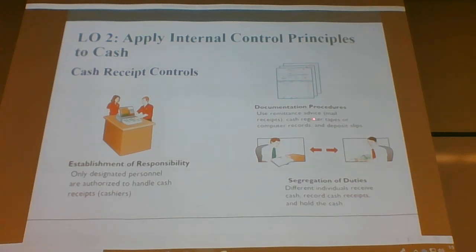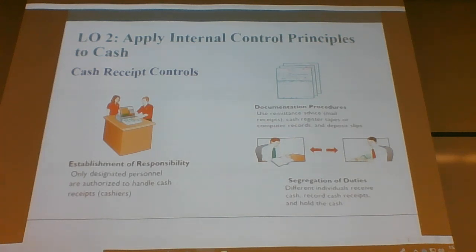When we have money coming in, let's say, for example, through the mail, we have this thing called a remittance advice. If you've ever paid a bill through the mail, and this is becoming less and less frequent, you generally have to tear a part of the invoice off and send it in with your payment to identify who the payment is for. That's called a remittance advice, and it is a part of documentation procedures.